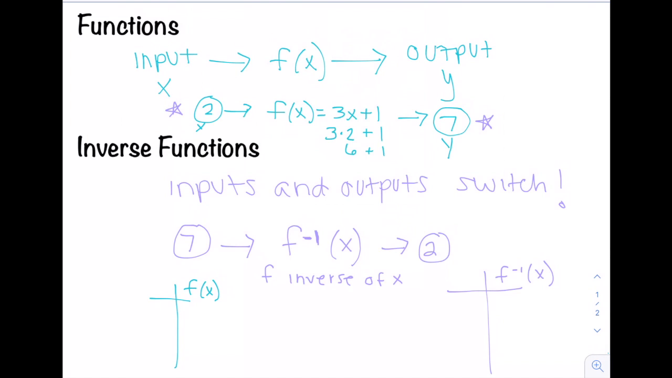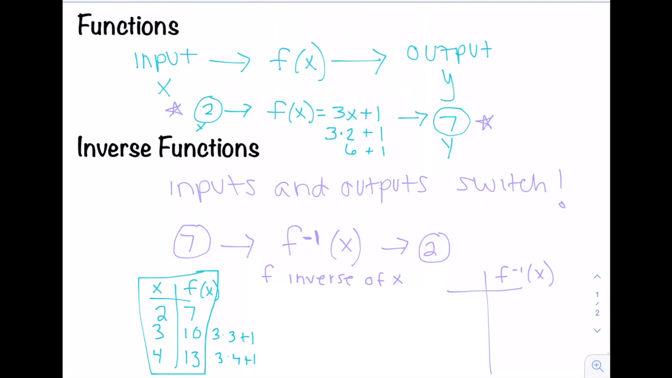So we already plugged in 2 into f of x and we got 7. I'm going to try plugging in 3. So that would be 3 times 3 plus 1, so that's 9 plus 1, which is 10. And I'm going to plug in 4. 3 times 4 plus 1 is 12 plus 1, which is 13. So here's my little table of f of x. I just plugged in 3 x values.